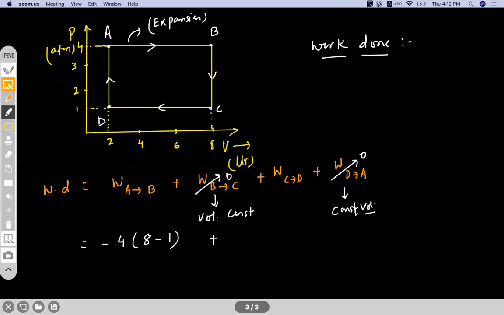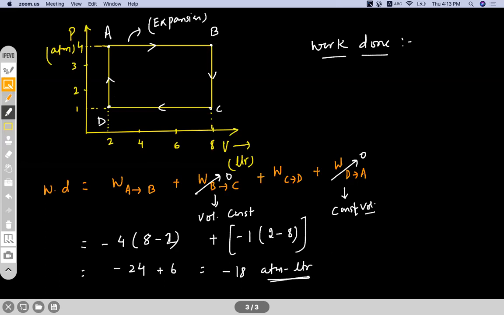Yes, please respond. Plus C to D, external pressure is 1. So minus 1 into final volume minus initial volume, 8 minus 2. Right? So when you solve this, you'll get the answer. 8 minus 2 is 6, minus 4, that is minus 24 this side. And it is minus 6, 1, so it is plus 1. So we are getting minus 18 ATM liter is the unit, which we can easily convert into joule.